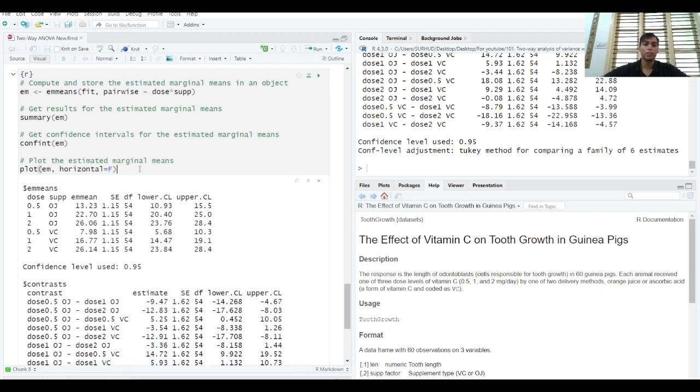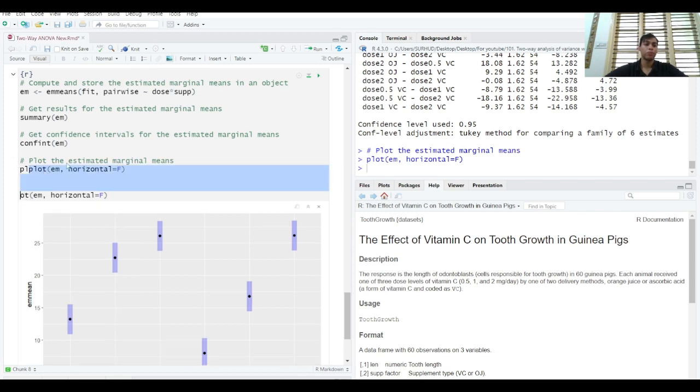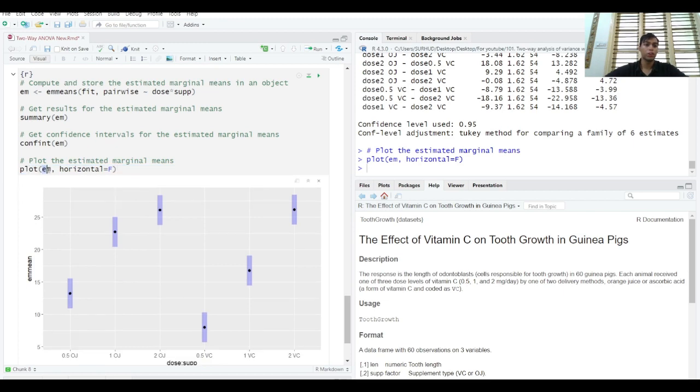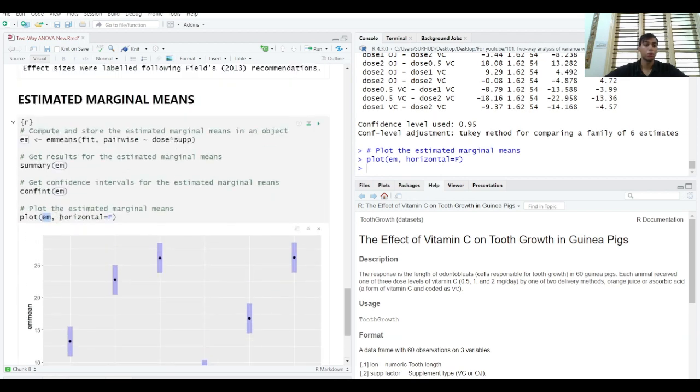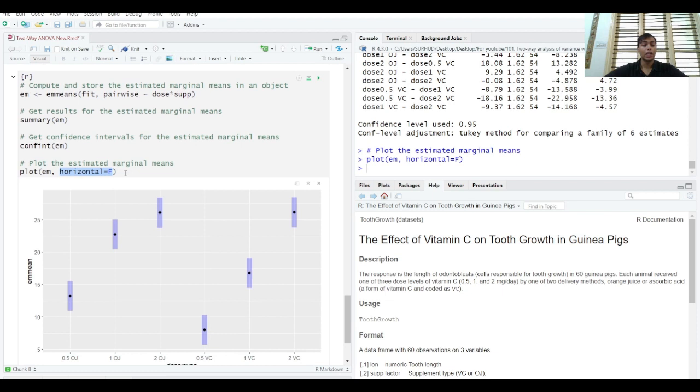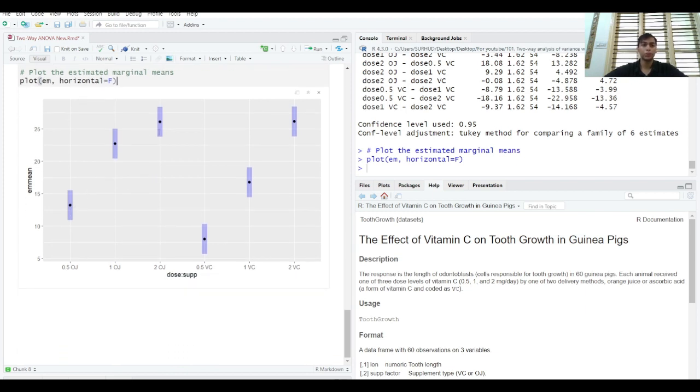And to visualize this better, to visualize the estimated marginal means, mind you again that these are different than raw means because they adjust for the other independent variables. We run a simple plot function which is included in base R, and we include our two-way analysis of variance model, the estimated marginal means object, and we have included the argument horizontal equals false, because if this was true, then it would have given us a horizontal plot, which is not aesthetically pleasing to see. So even here we can see that as the dose increased in OJ, the tooth length has increased, even for VC. So that's it for this video. Thanks for watching.